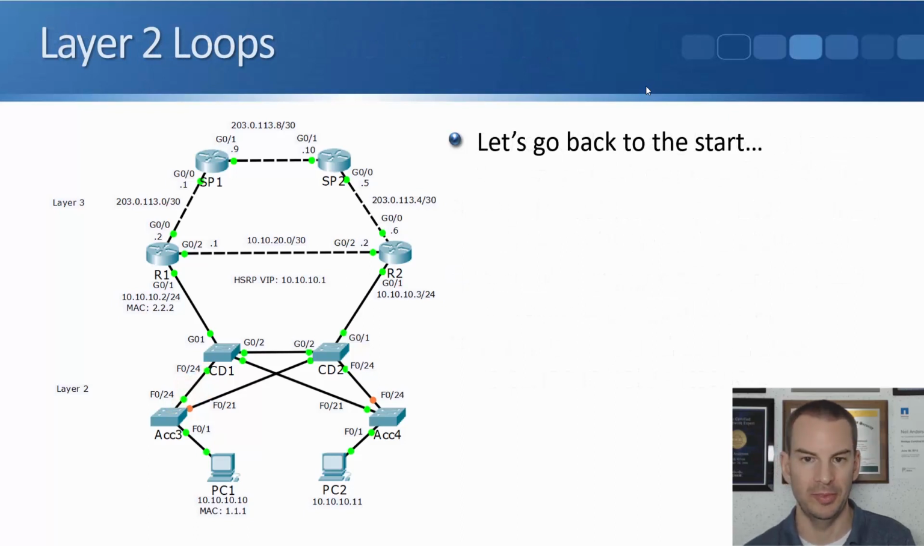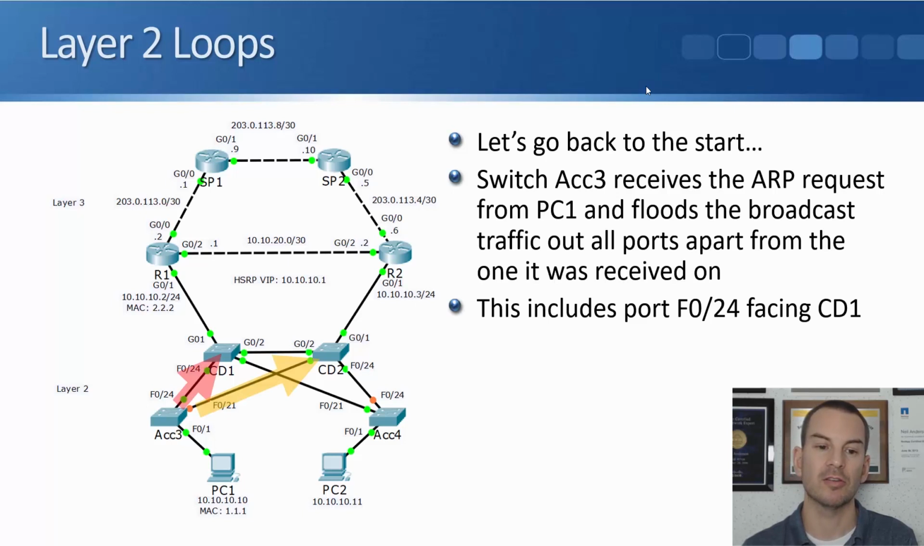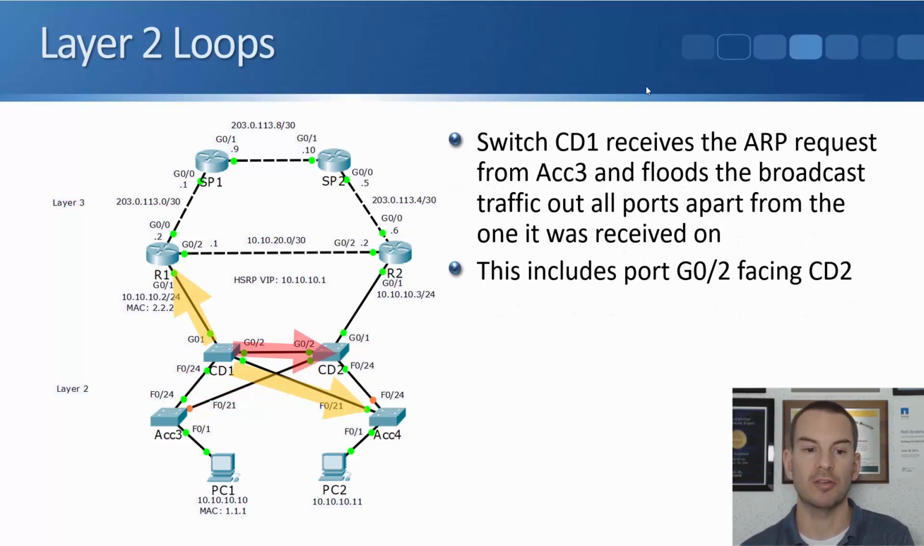But there's a problem here, and to understand it, let's go back to the start to when the ARP request from PC1 first came in to the switch access 3. So switch access 3 received that ARP request from PC1 and it floods the broadcast traffic out all ports apart from the one it was received on. This is if we don't have spanning tree. So that includes port fast0/24 facing CD1 and the port facing CD2 as well. Switch CD1 receives the ARP request from access 3 and it floods the broadcast traffic out all ports apart from the one it was received on. That includes going out its interface gig 0/2 towards CD2.